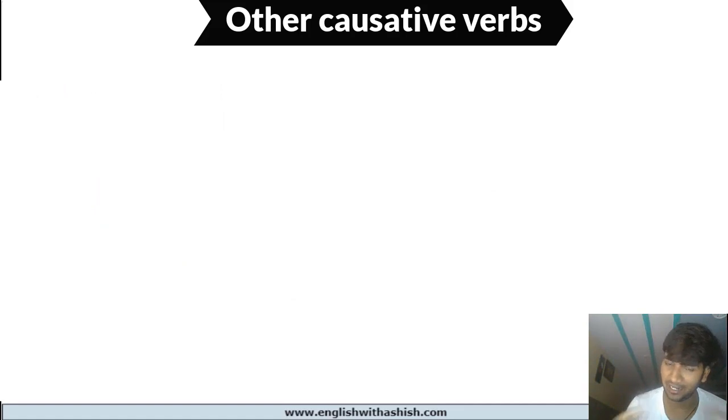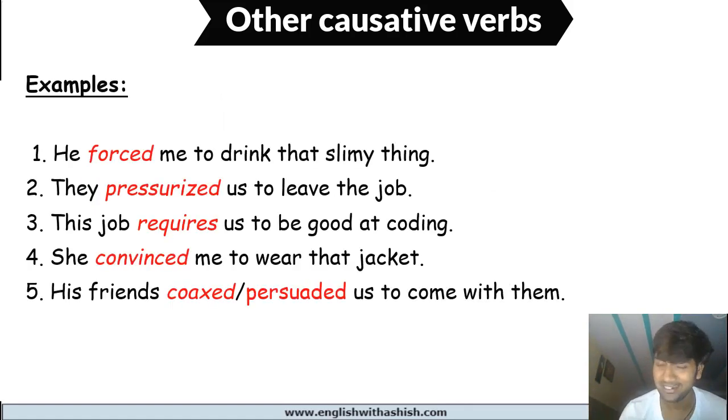Here we have some examples on the screen. He forced me drink that slimy thing. He forced me do something. He forced me drink that slimy thing. They pressurized us to leave the job. They pressurized us to do something. They pressurized us to leave the job. This job requires us to be good at coding. This job requires, or demands us. Demands is another causative verb. Demands us to be good at coding.